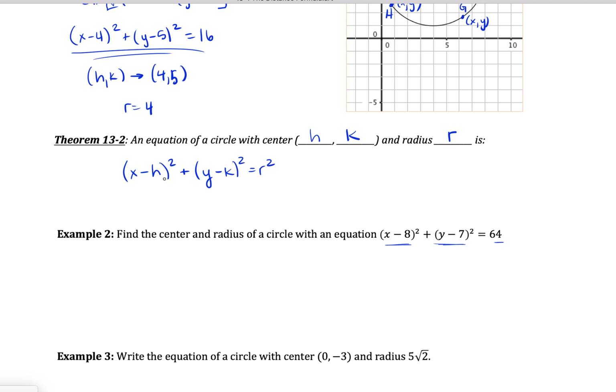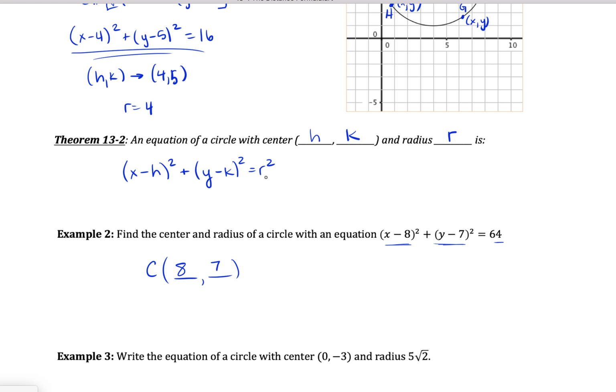So according to what I just learned in theorem 13-2, if I look at the numbers that are subtracted from x and y, those are going to give me an idea about the center of my circle, right? The center of my circle will be an ordered pair where the first number is the thing that's subtracted from x. Well, that would be negative 8. Well, wait a minute. That would be positive 8, right? Because it says x minus h. So what is subtracted from x? It would be 8. So our center has an x coordinate of 8, and the y coordinate would be 7, because 7 is the number that is being subtracted from y. So the center of my circle is (8, 7).